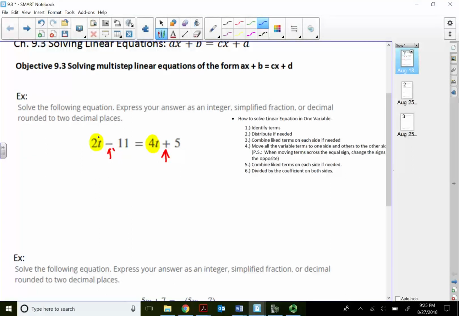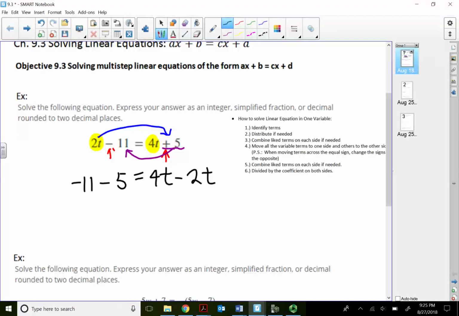So I'm going to pick up my 2t and move it over to the right. That means I need to move my positive 5 to the left. So, equal sign in the middle. On the right side, 4t, still 4t. When the positive 2t comes over, it becomes negative. On the left side, negative 11, still negative 11. When positive 5 comes over, it becomes negative. So now let's combine like terms again. 4t minus 2t is 2t.